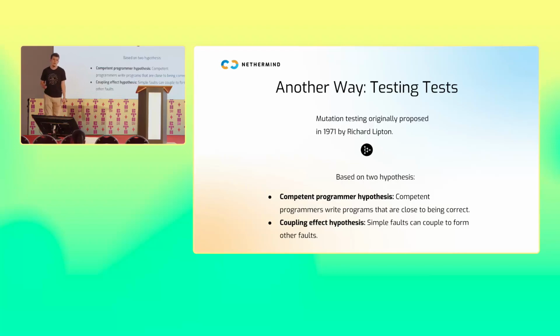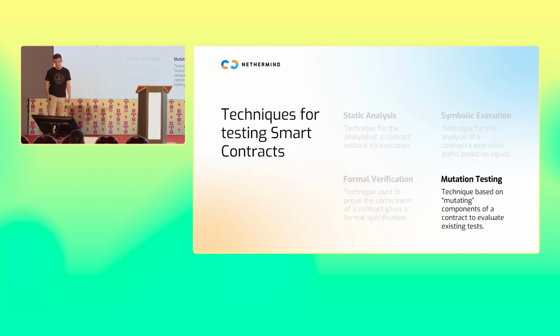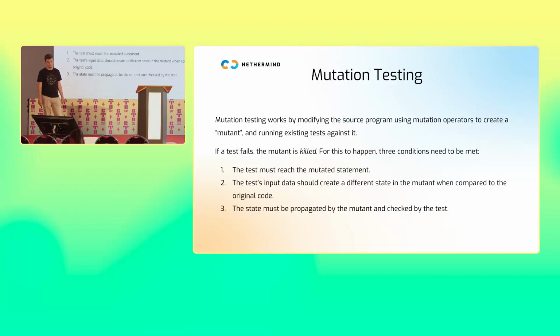And we also have the coupling effect hypothesis, which is basically that simple faults in the code can couple together to form other faults that can be maybe bigger faults or different kinds of faults. So here's where we'll talk about the mutation testing technique. To explain it very simply, it's based on mutating components in our contract or in our code to evaluate the existing tests and how good they are.